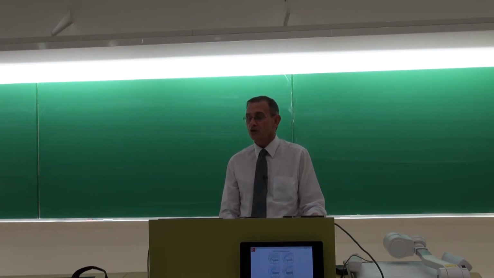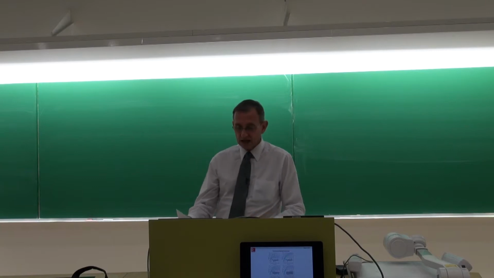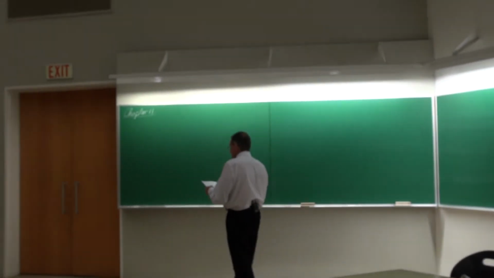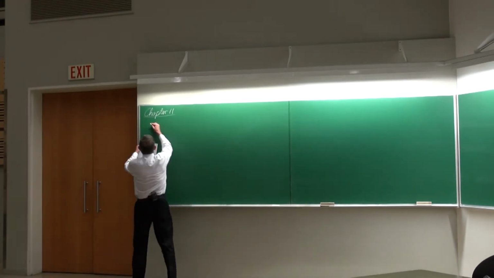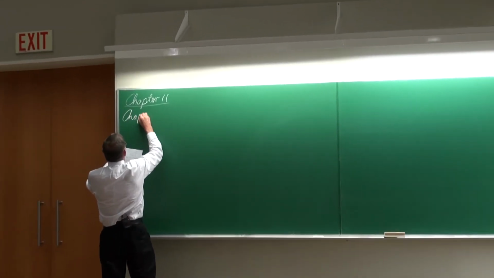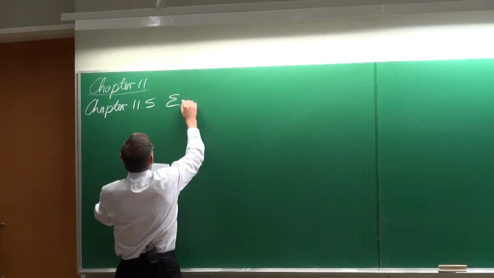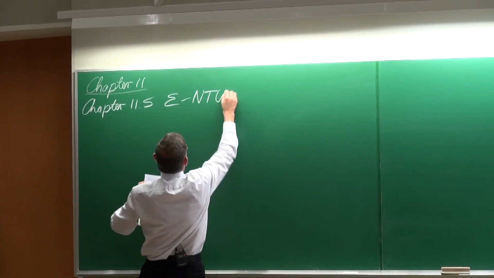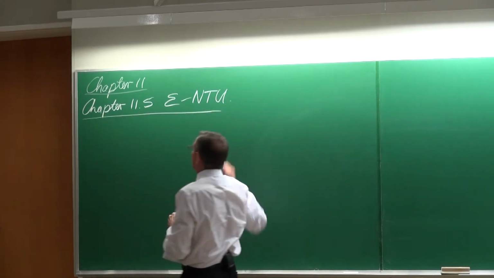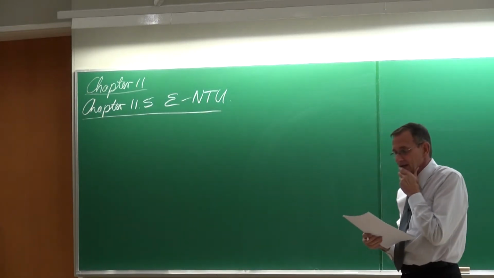the effectiveness-NTU method with you, which was in paragraph 11.5. And that is where I want to continue today. It is just a small part of the work, but in general it is therefore chapter 11.5, the effectiveness-NTU method, and I would like to continue with that work that Marlies did.